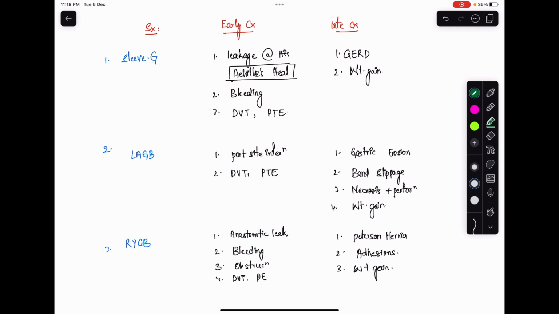For Roux-en-Y gastric bypass, we are doing two anastomoses, which if not done properly may lead to anastomotic leak, and there might be bleeding, and at the anastomotic site it may get obstructed. It may also cause deep vein thrombosis and pulmonary embolism. Late complications include Peterson hernia, and because of extensive manipulation, adhesions may form, and this may also cause weight gain.